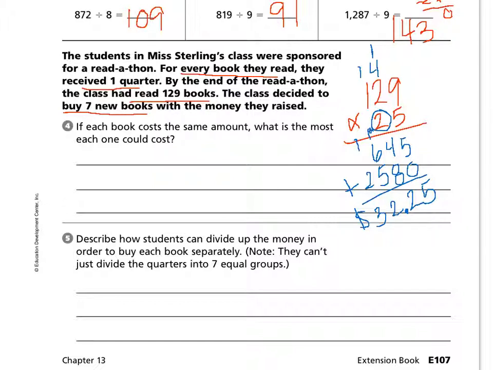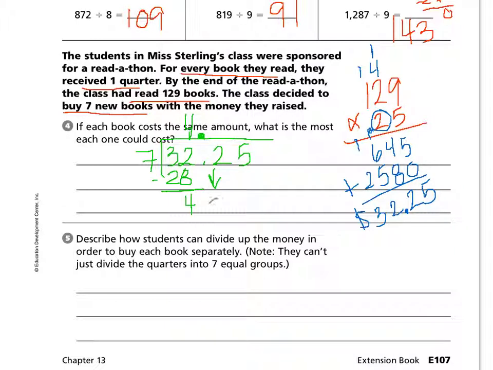Now I need to use this information to figure out how much each book could cost if they all were the same amount. So what I'm going to do is take $32.25 and divide it by 7 books. When I divide with a decimal, I move the decimal straight up. So 7 goes into 32, and I know it goes in 4 times. 7 times 4 is going to be 28. I'm going to subtract, and I get 4.